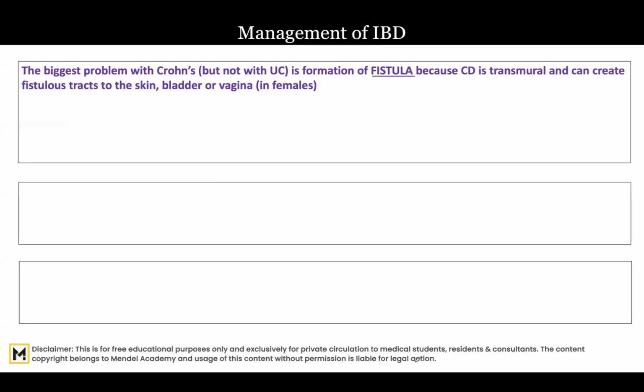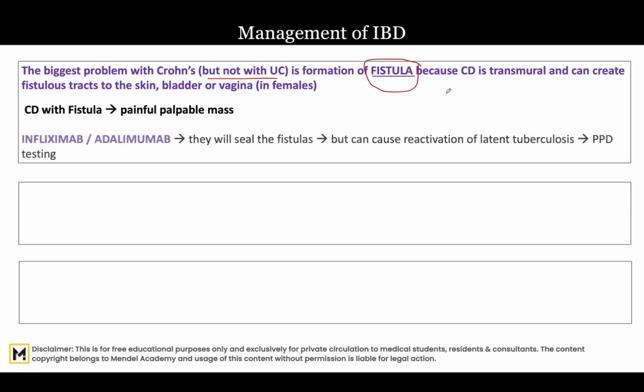Now, the biggest problem with Crohn's, and it's not a problem with ulcerative colitis, is the formation of fistula. This is something even a pathologist should be able to spot. That's because Crohn's disease is transmural. It can cause fistula tracts. It can go to the skin, bladder, or vagina. It presents as a painful, palpable mass.